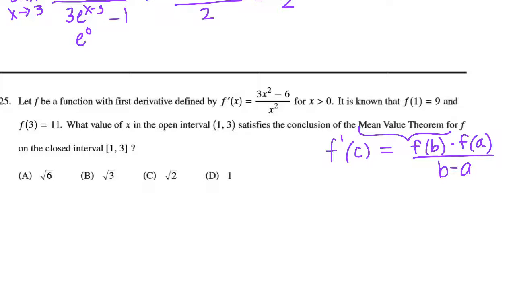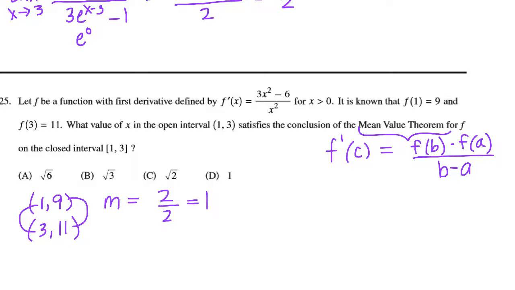And we're given the points (1, 9) and (3, 11). So again, we have the ordered pair (1, 9) and the ordered pair (3, 11). So let's see, what is the slope of the line between those points? So (11 minus 9) over (3 minus 1).